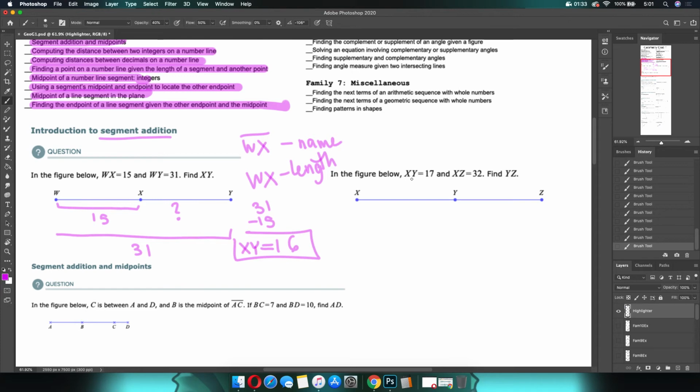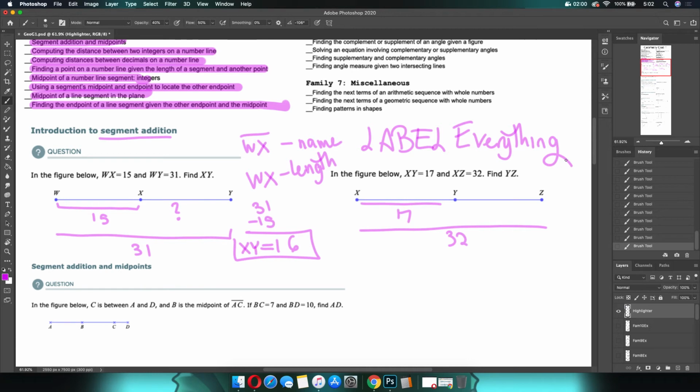Next one, over here we're told XY, so from here to here is 17. And then we're told XZ from here to here is 32. And take note, ladies and gentlemen, as I'm going through this, label everything. I'm going to put that in capital letters. Whenever you are dealing with anything in geometry that gives you a diagram, you want to label everything, everything, everything. Have I repeated it until it's funny yet? So over here it's going to be 17 plus something equals 32.